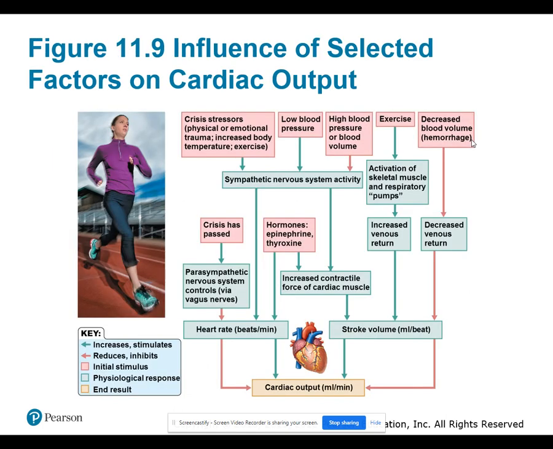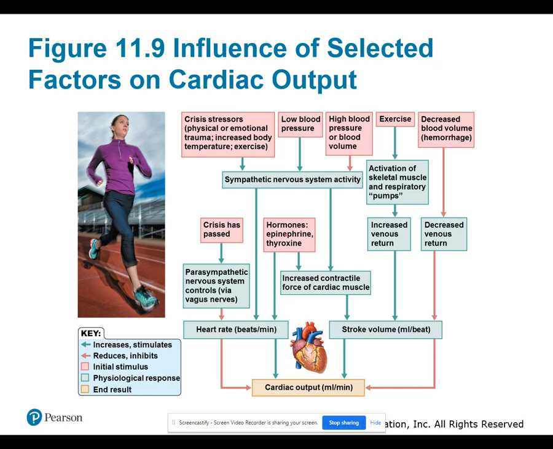Here, I love this picture because it helps explain things that affect cardiac output. Anything boxed in red is your initial stimulus. Anything boxed in green is just a response. The arrows indicate something a little different: a green arrow means increase, and a red arrow means decrease. Notice here we talked about how decreased blood volume, a hemorrhage or a bleed, is going to decrease your venous return. That's going to decrease your stroke volume, which again decreases cardiac output.